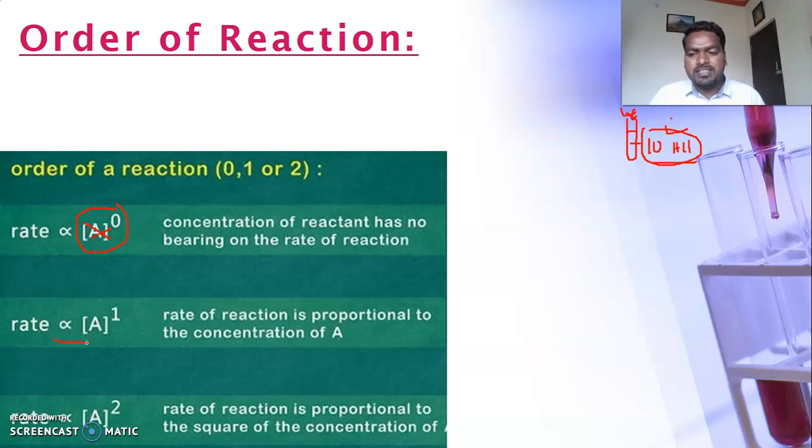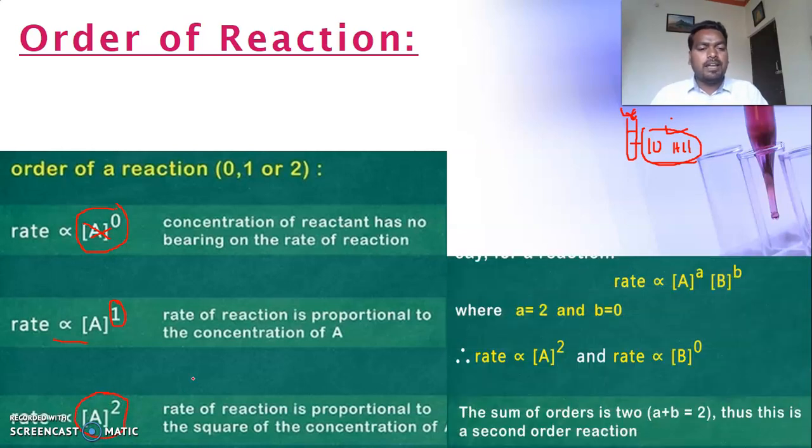And let us consider this reaction. Here the rate of reaction is proportional to the concentration of only one reactant, power 1. So this is a first order reaction. And here the rate of reaction is directly proportional to a square, so this is a second order reaction. That is, this is one reactant.